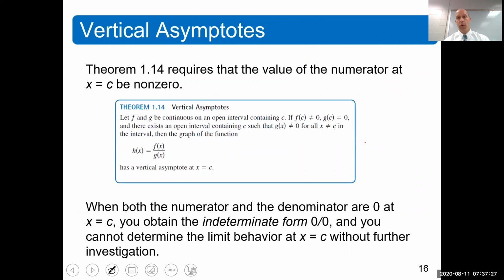So here's that theorem one more time. Theorem 1.14 requires that the value of the numerator be non-zero. It can't be 0. If you end up with a 0 in the numerator, then this theorem does not apply, okay? When both the numerator and the denominator are 0 at x equals c, you obtain what we call an indeterminate form, and we will actually spend a lot more time talking about that when we get into later chapters.